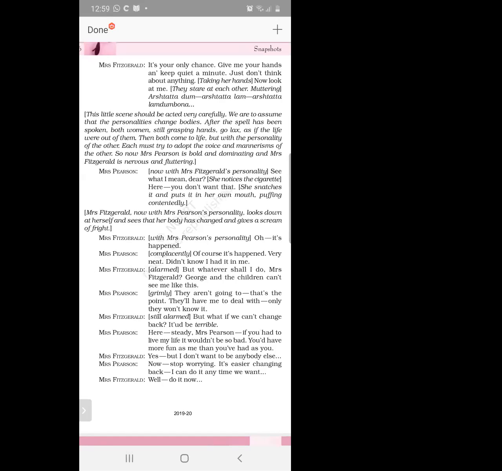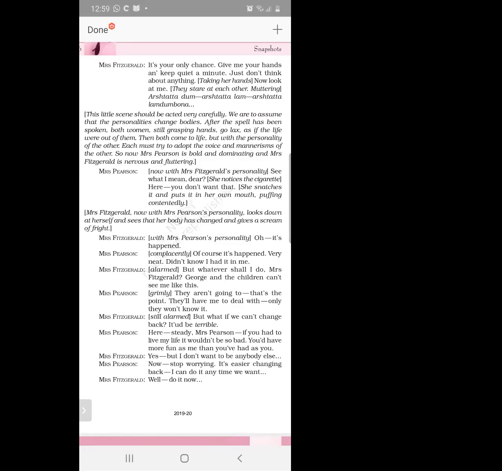Now, this little scene has to be acted very carefully. We have to assume that the personalities change bodies. Now, this is an assumption. Obviously, it's fiction, so we can understand the personalities are interchanged. After the spell has been spoken, both women still grasping hands go limp, as if the life were out of them. So both of them, after the personalities were interchanged, were almost unconscious, as if life has been taken out of them.